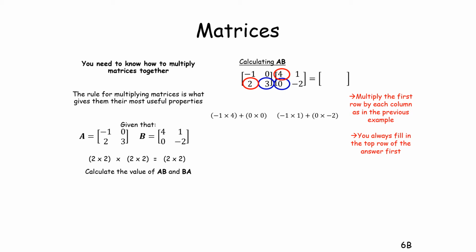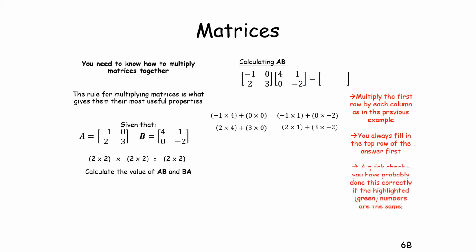And then the next one, we move on to the second row times the first column. So 2 times 4, 3 times 0. And finally, the second row with the second column. So 2 times 1 plus 3 times minus 2. So there are 4 elements, and we'll work out each one of these. Once we work this out, the first one is minus 4, second one minus 1, 8, and minus 4.